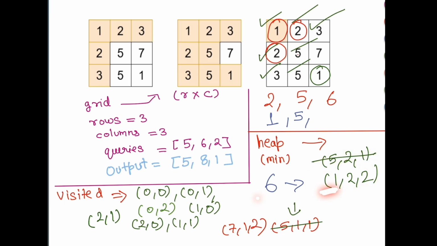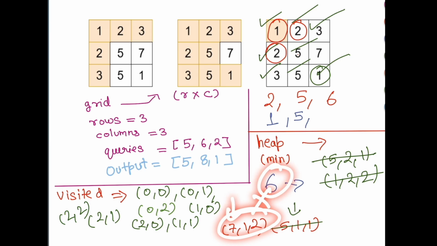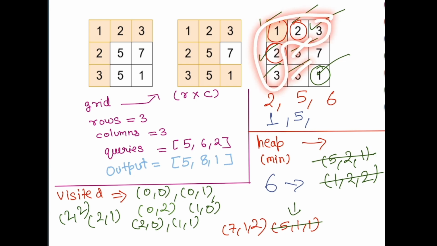Yes, 1 is less than the query. So this will be part of our answer. Remove it from here. And 2, 2 is going to be part of our visited data. And the moment we find the next data in our heap, which is 712, we are not going to process this because 7 is more than the query. So in this case, we stop here for 6. And the total number of cells we got in case of 6 is, we already had 5. We got 6, 7, and 8. So the answer for 6 is going to be 8.